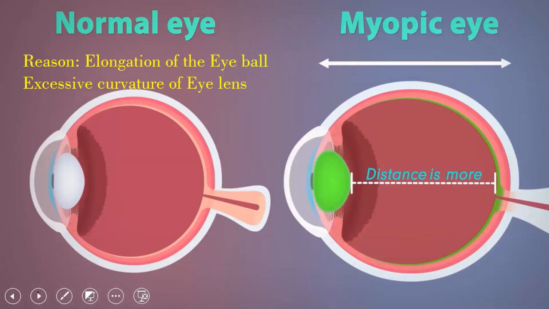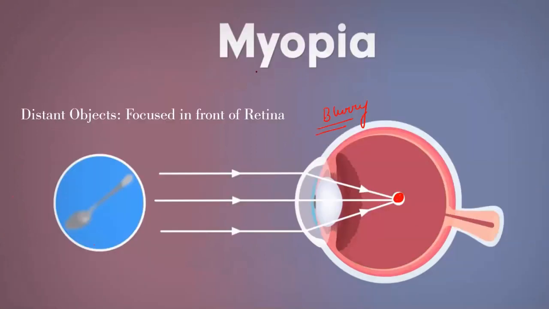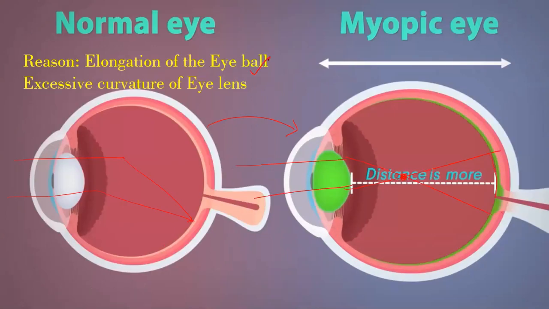So what can be the reason for it? This is a normal eye, and if you compare this with the myopic eye, one of the main reasons is elongation of the eyeball. When the eyeball elongates, the distance between the retina and the lens increases. As this distance increases, the image which was supposed to be formed on the retina gets formed in front of the retina, over here. So the first and foremost reason is elongation of the eyeball.